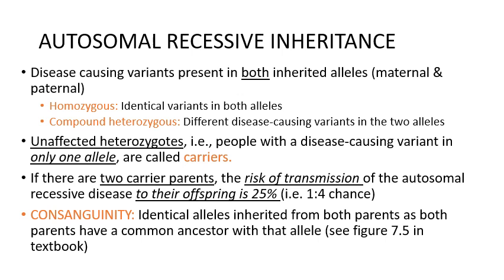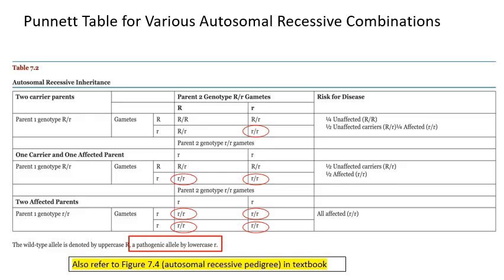If there are two carrier parents, the risk of transmission of the autosomal recessive disease to their offspring is 25%. In other words, it's a 1 in 4 chance. It's really important, if you've identified that it is an autosomal recessive disease, to check for consanguinity. Consanguinity means that there is a common identifiable ancestor. There could be first cousins, second cousins, or something like that. You need to check to see if they've got a common ancestor, because they could have identical alleles inherited from both parents, and that increases the risk of autosomal recessive conditions.